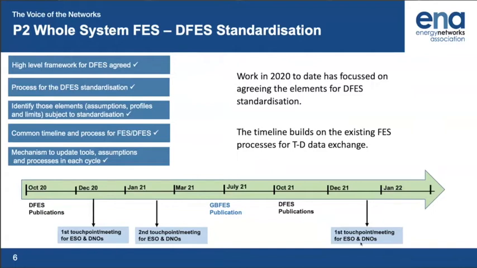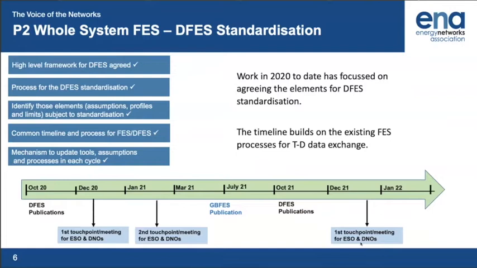And you can see, to support that process, there's a couple of touch points which have been agreed around December and February time, where there will be quite a high level of interaction between the ESO and the DNOs to make sure that the right things are being projected into the GB FES and DFES going forward to make it work. So there's a timeline that has been agreed and to which the network companies will work going forward.